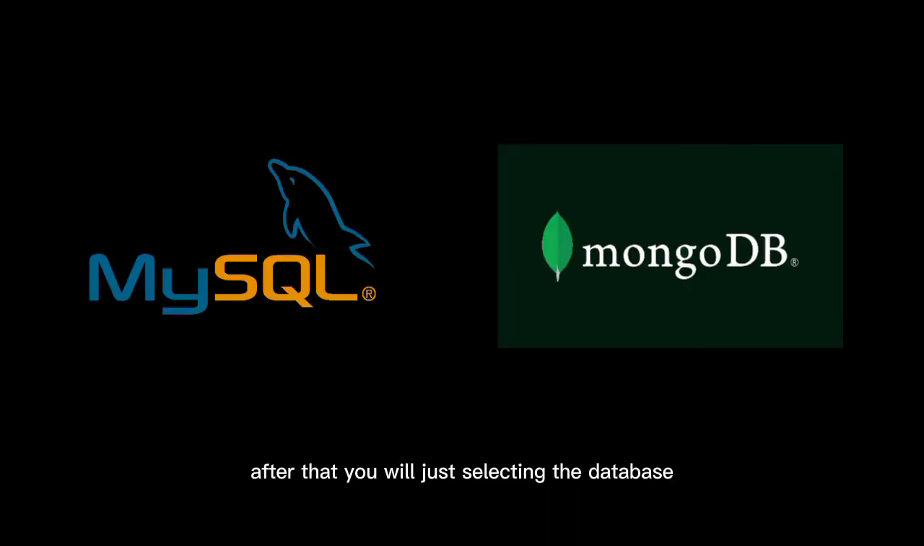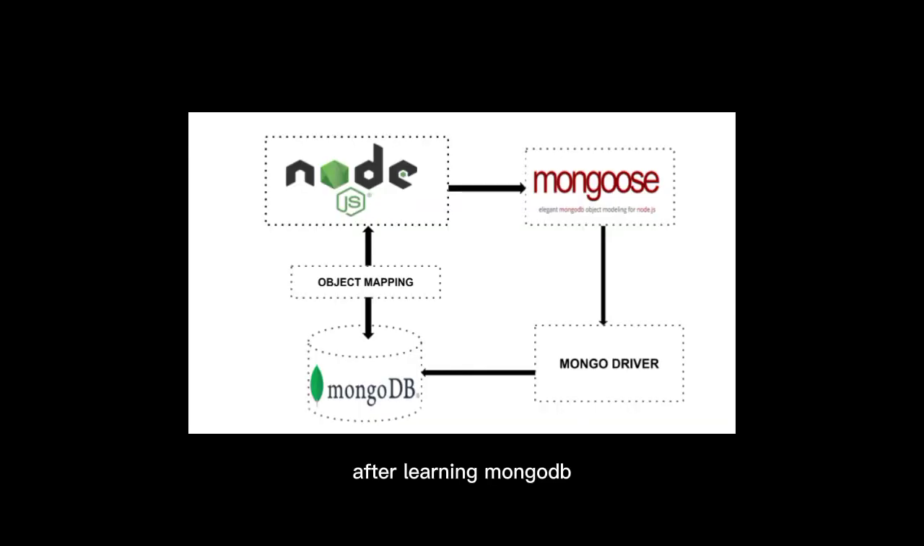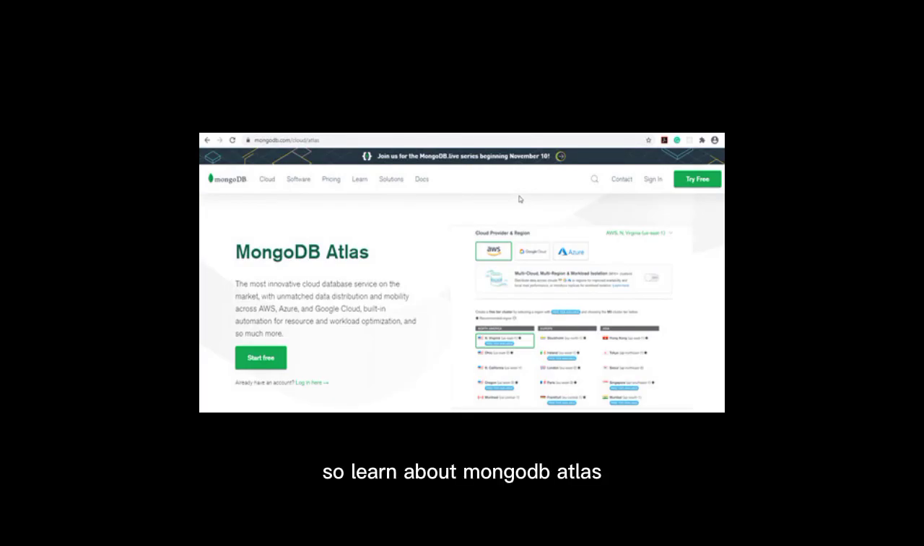After that, you will select the database you are going to learn. For that, you can select a SQL database or a NoSQL database. Inside SQL databases, you can learn MySQL, and inside NoSQL databases, you can learn MongoDB. I recommend you to learn MongoDB. After learning MongoDB, I suggest you jump into the Mongoose ORM, and you also have to connect the database online by using MongoDB Atlas. So learn about MongoDB Atlas and be familiar with it.